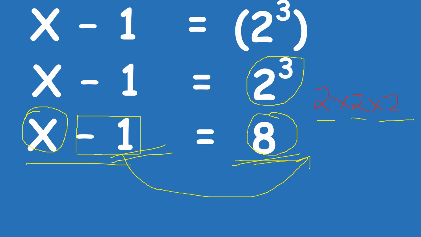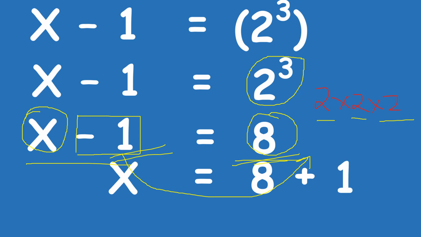So when we take the minus 1 to the right hand side, x on the left hand side will now be 8 plus 1. Remember, it was minus 1 on the left hand side. By the time it crosses the equality sign, it changes to plus 1. So x is equal to 8 plus 1. Therefore, x is equal to 9. So we have solved the equation as x equals 9.